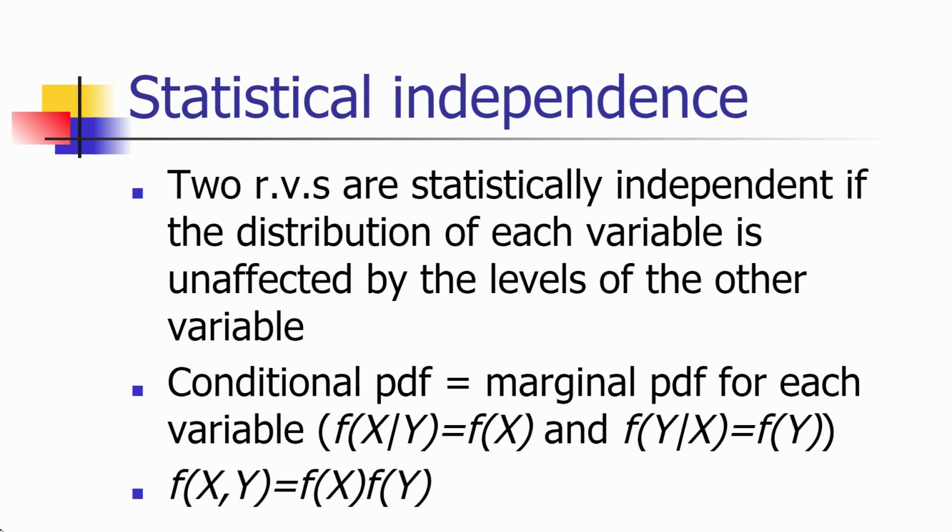And in that case, the joint probability of observing x and y is just equal to the product of the marginal probabilities of observing x and y.